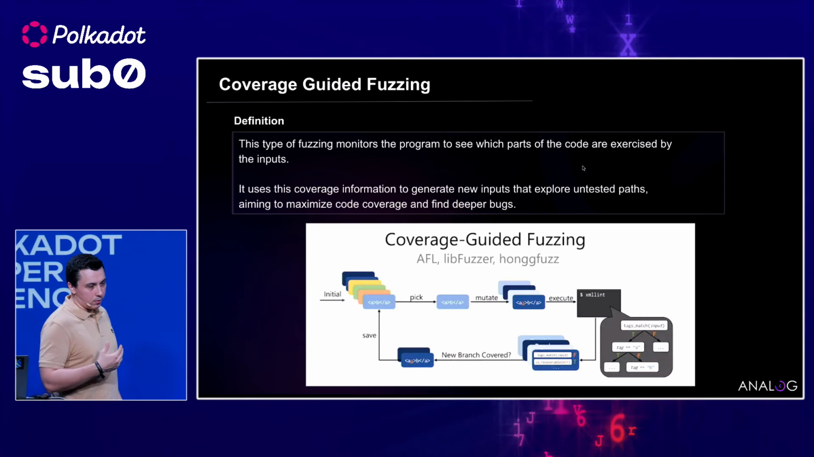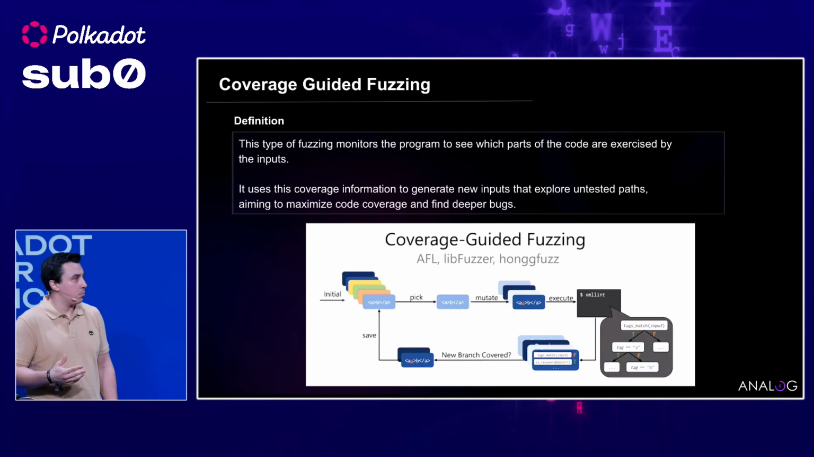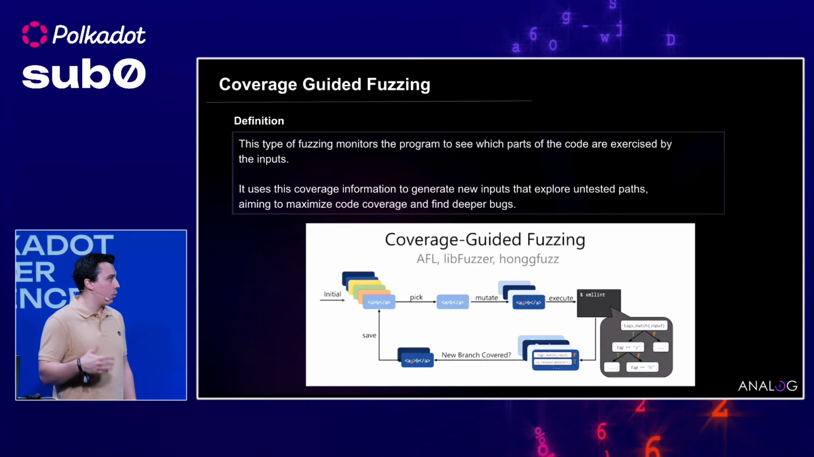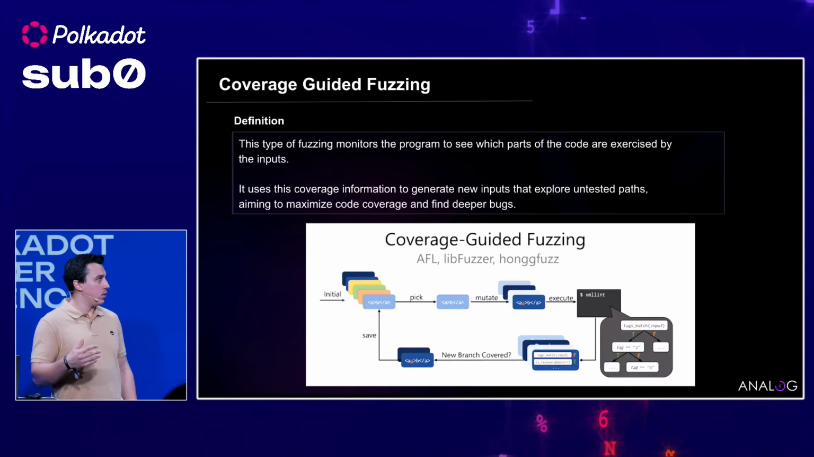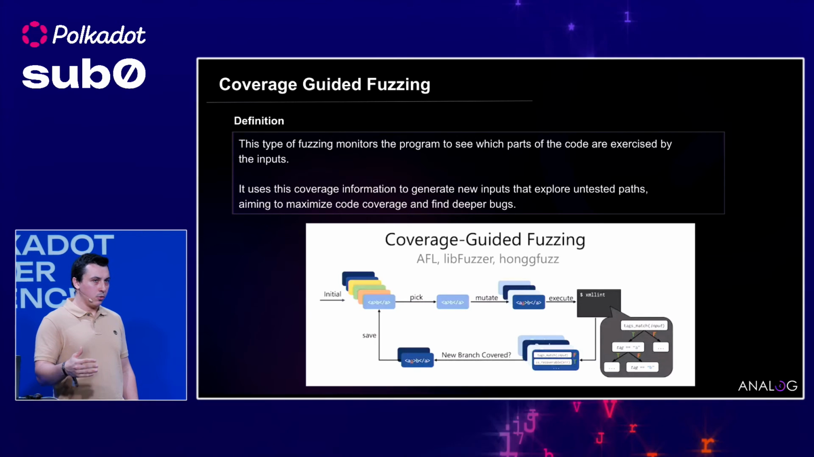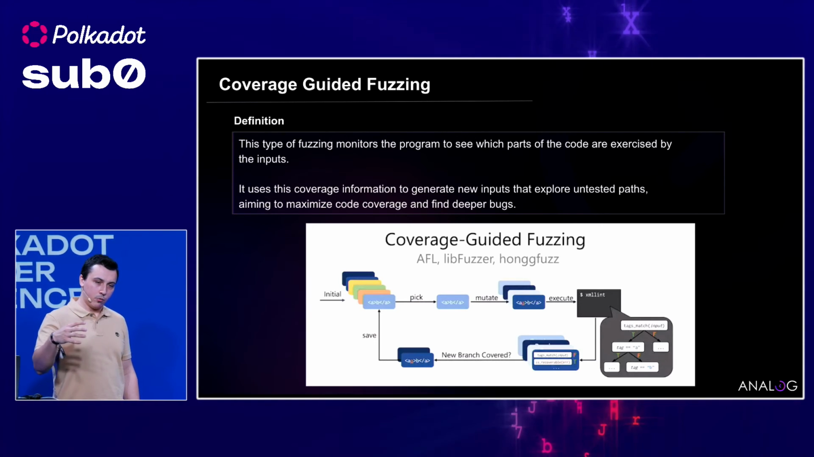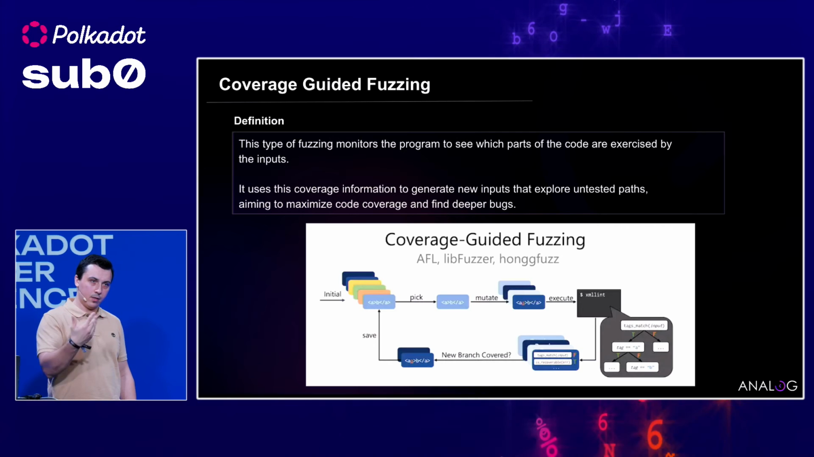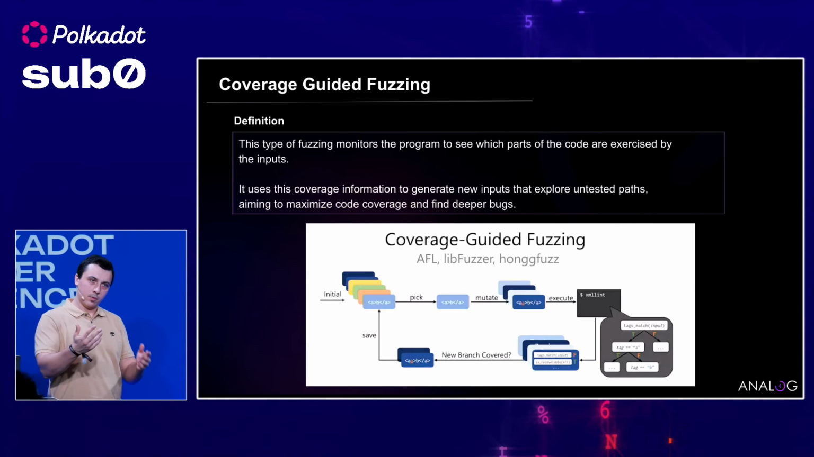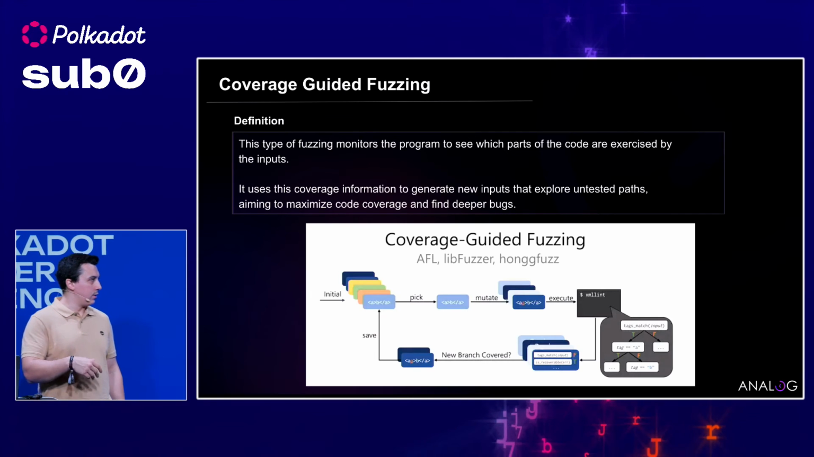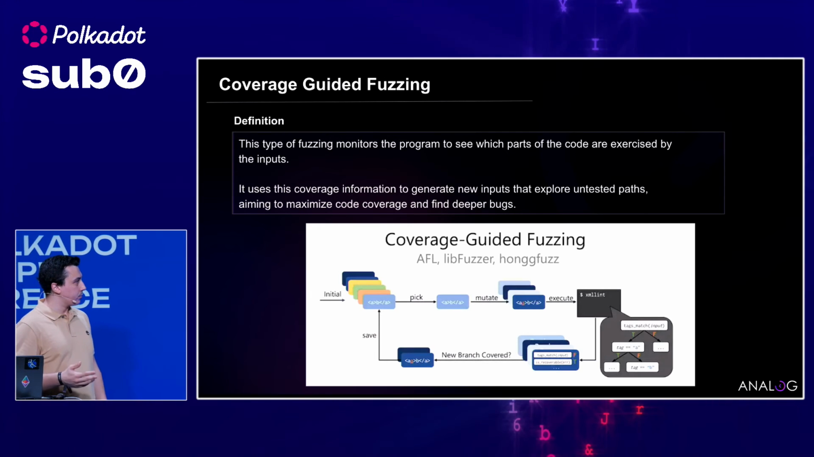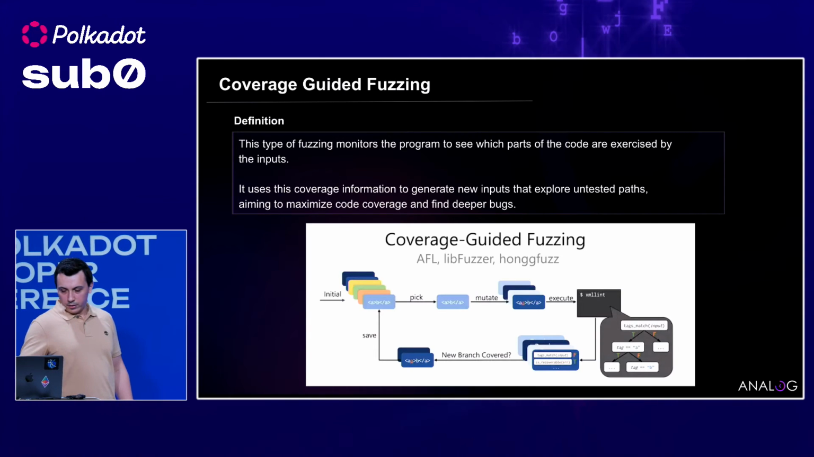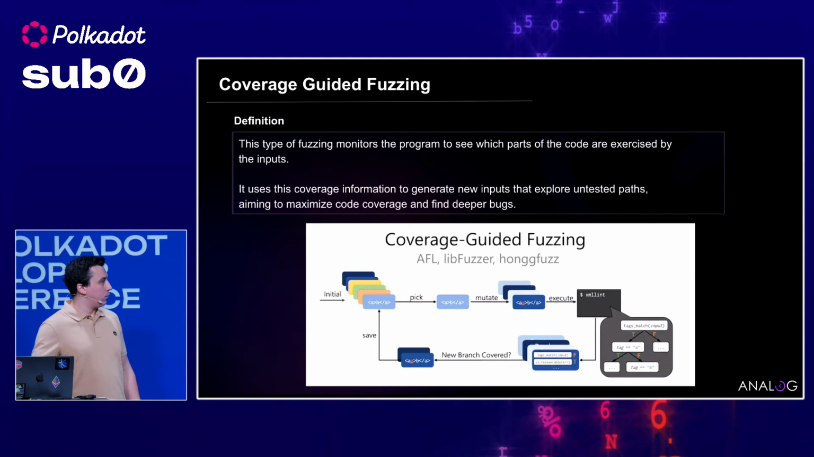From a security approach, coverage-guided fuzzing works best. This type of fuzzing monitors the program on each input to see which parts of the code are executed by that input. And if it can reach a new code location, it feeds itself with that input and generates new inputs from that previous input. So it kind of feeds back into itself. It's really great to explore all the untested paths, aiming to maximize the code coverage and find deeper bugs.